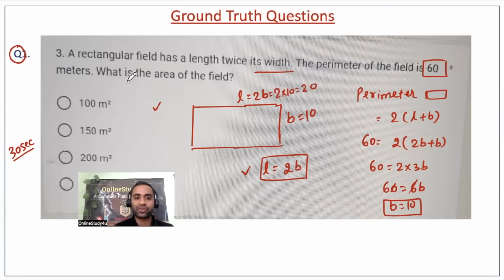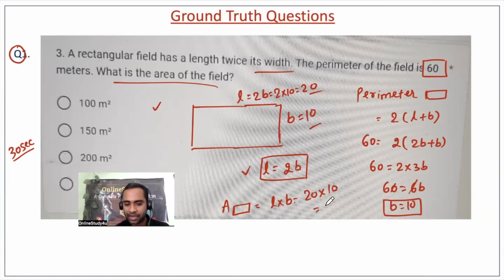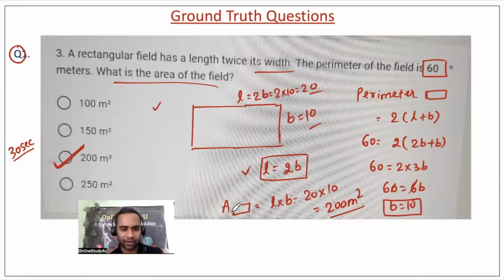Now what has been asked? What is the area of the field? The area of a rectangle is length into breadth. That means 20 into 10, that is 200, and it's given in meter, so 200 meter square. That means option C will be the correct answer for this particular question.